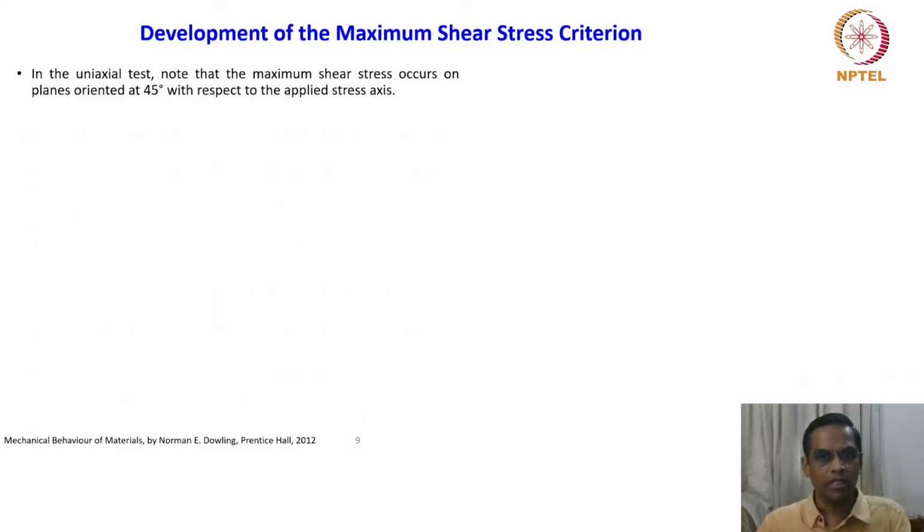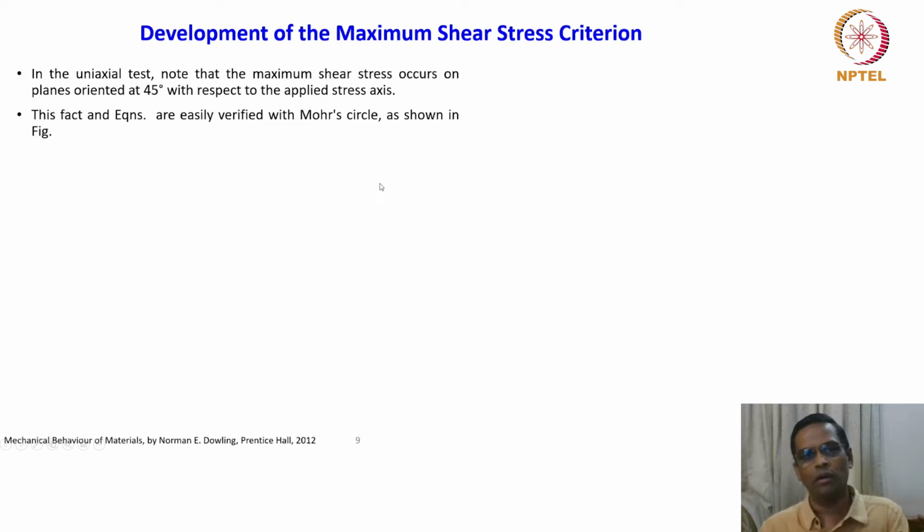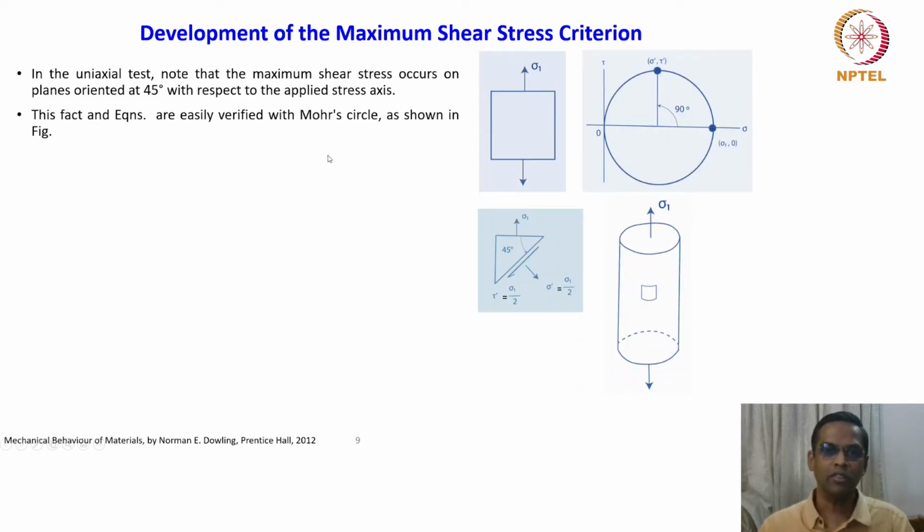So how to develop this criterion in the uniaxial test? Note that the maximum shear stress occurs on the planes oriented at 45 degrees with respect to the applied stress. This fact and equations are easily verified with the Mohr circle as shown in the figure. This is just to reinforce our understanding, not that we are finding anything new here. Okay, just to plot these ideas in a Mohr circle, and we'll get the visual experience of the maximum shear stress criterion. Okay, so what is it that we are seeing?